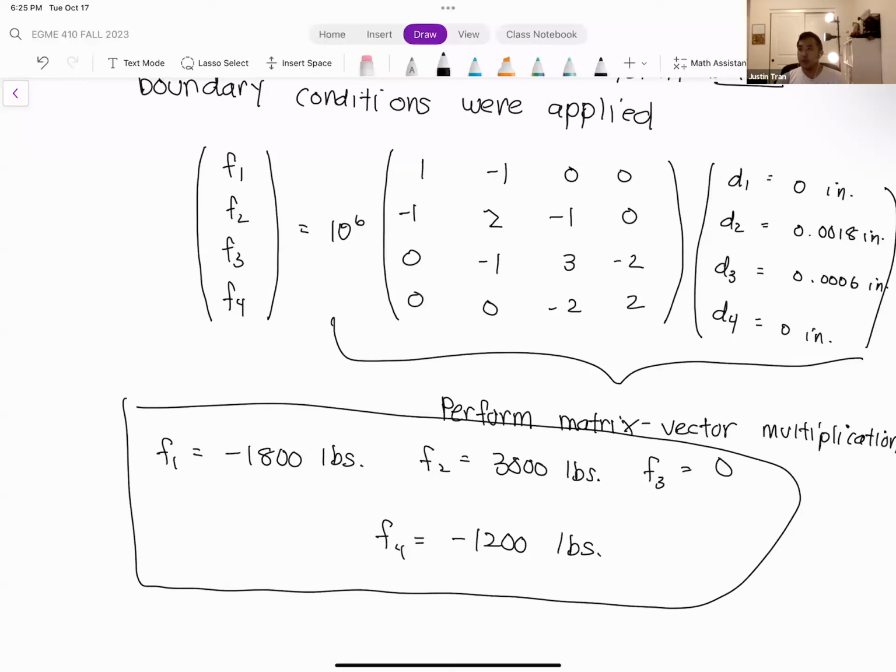And then we can see here, we get F1 is equal to minus 1,800, and F4 is equal to minus 1,200. If you add those together, you get minus 3,000, and if you add minus 3,000 to positive 3,000, we get a net force of 0. Ideally, you should get everything canceling out, as it should because you have a static situation.